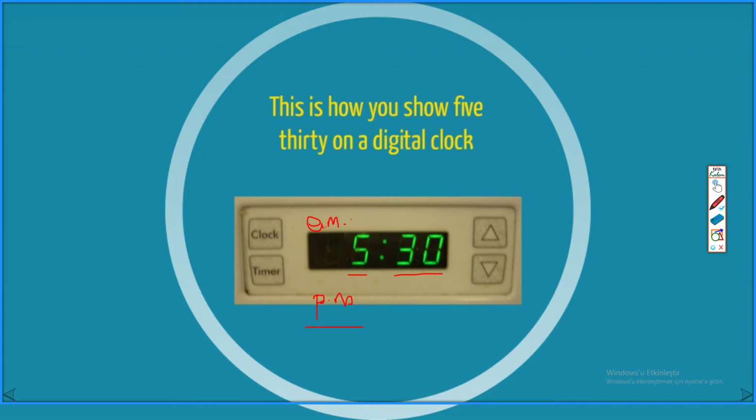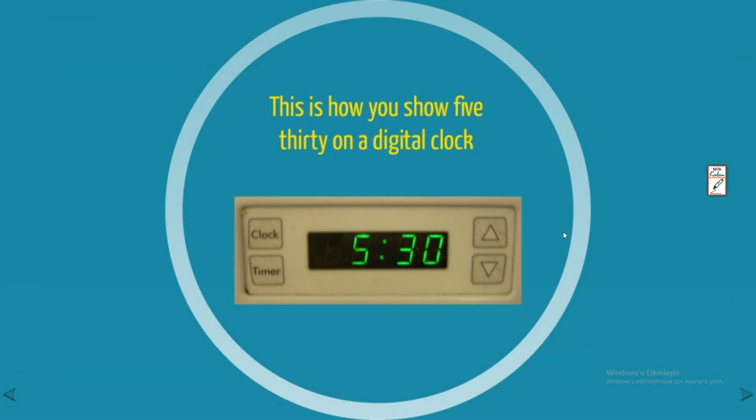Okay, AM means 12 hours in the morning, and PM means 12 hours after the afternoon begins. Okay, and we will deal with that later. I'm just giving you information about that. Yes, this is how you show 5:30 on a digital clock. As you see, 5 and 30.